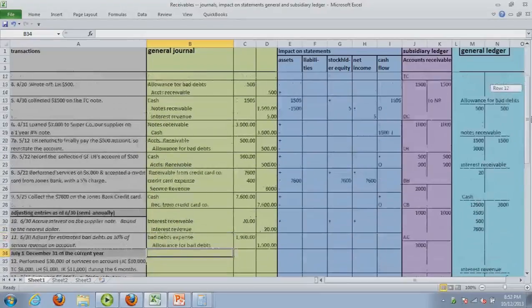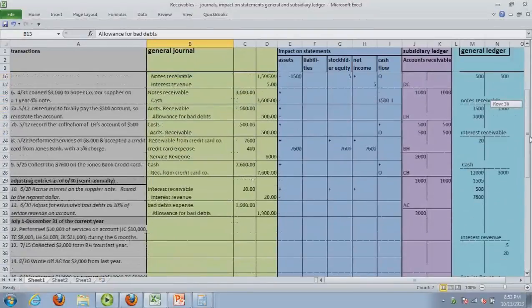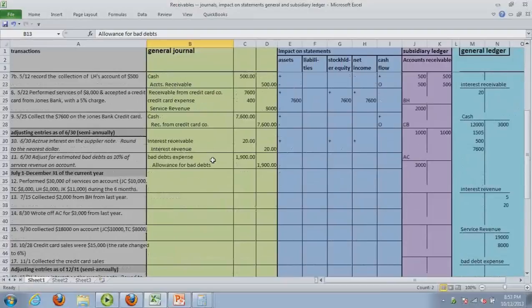Oh well, there it is. This one, the actual write-off, is when you know a name and a face and an amount, and you can see it virtually did nothing to the statements, except it did change the subsidiary ledger. It showed that whoever wasn't paying was written off. So now what we're dealing with, how does this affect the statements?